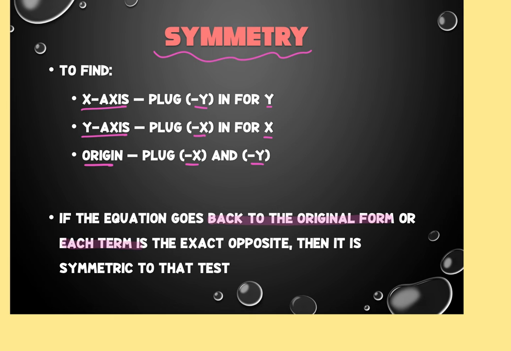Or each term is the exact opposite on both sides of your equal sign. So every single term would have to change sign. If either of those two things happen, then it passes the symmetry test that you just did. So if it happens when I plug in a negative y, then it's symmetric to the x-axis. If it happens when I plug in a negative x, then it's symmetric to the y-axis. If it happens for both, then it's symmetric to the origin.